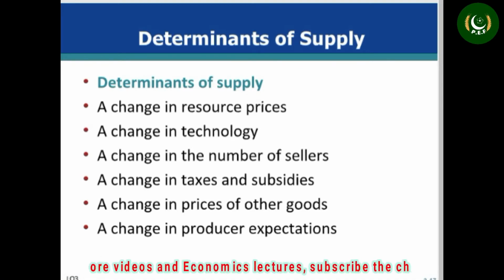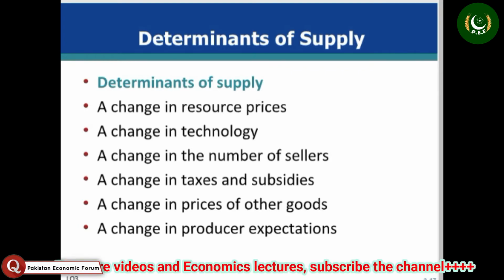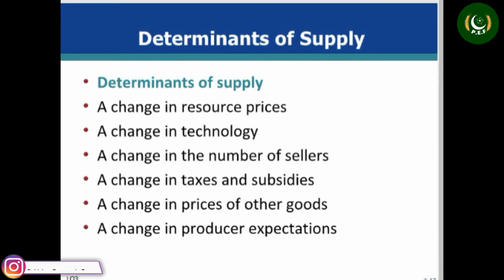If the price of another good that the producer could produce with the same resources rises, the supply decreases for the product the producers are currently producing. If the price of another good that the producer could produce with the same resources falls, the supply increases for the product the producers are currently producing.